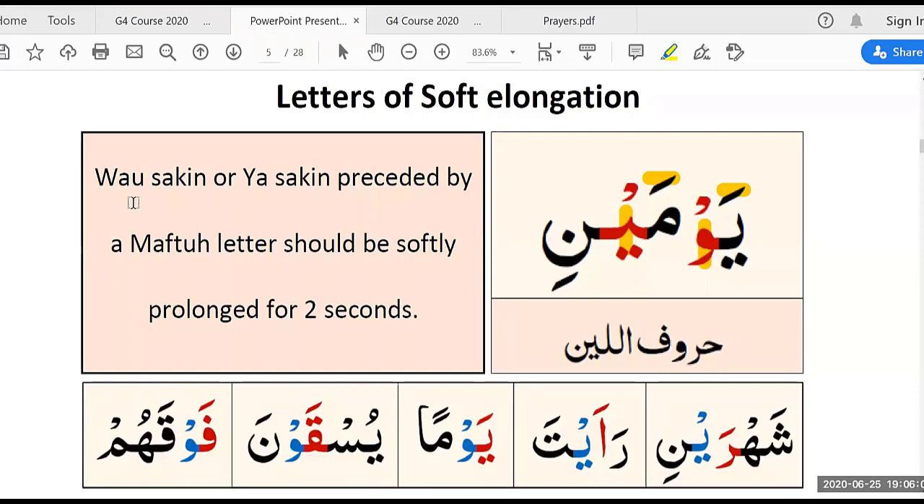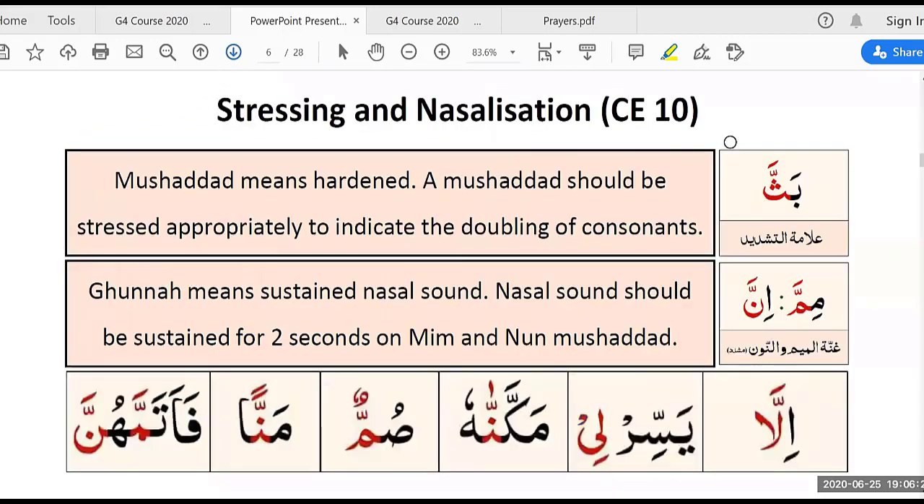The rule is the same. If Waw Sakin or Ya Sakin is preceded by a maftuh letter, it should be softly prolonged for 2 seconds. So the length of elongation is the same, 2 seconds. The only difference is that this time we are going to prolong it softly. Yawmaini. So that's the difference.